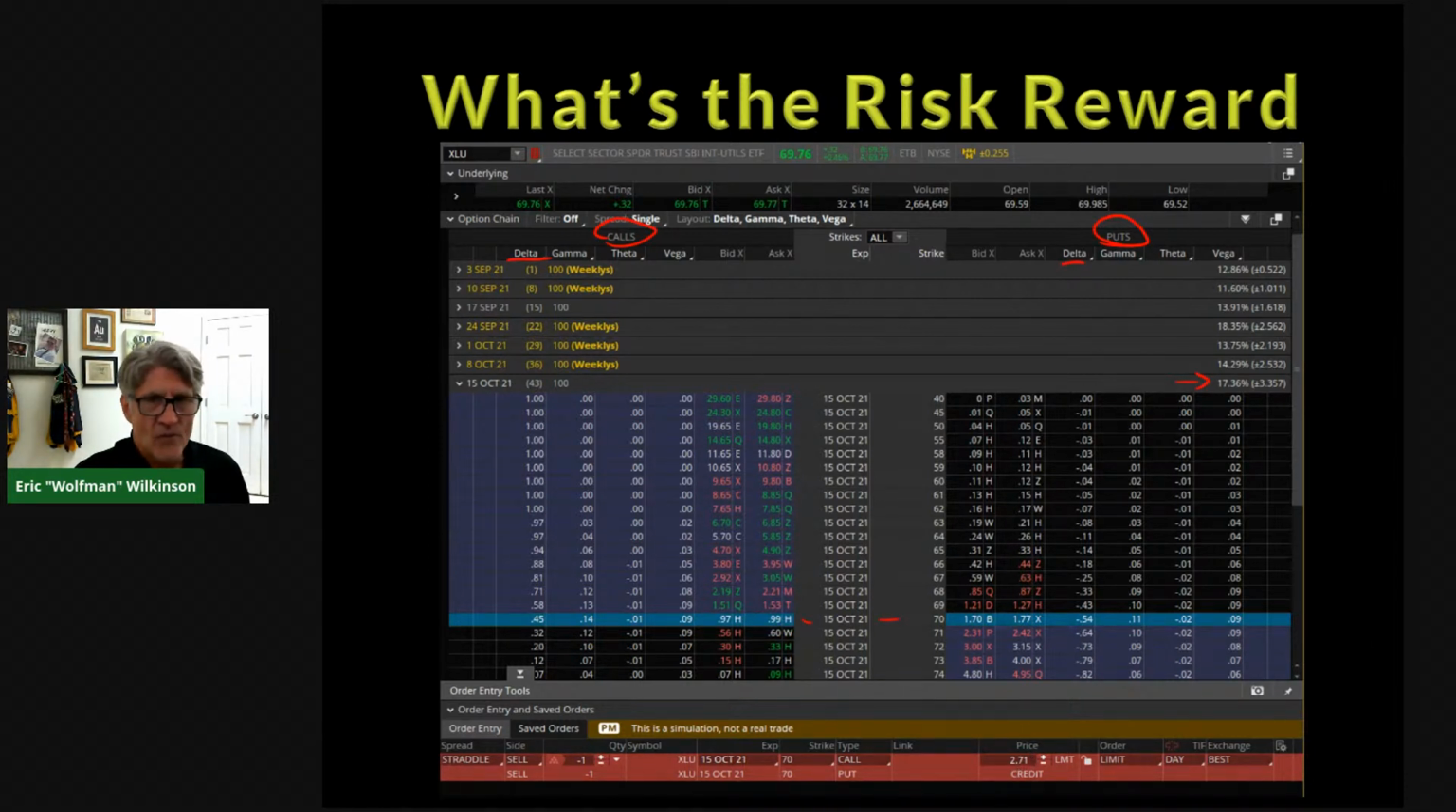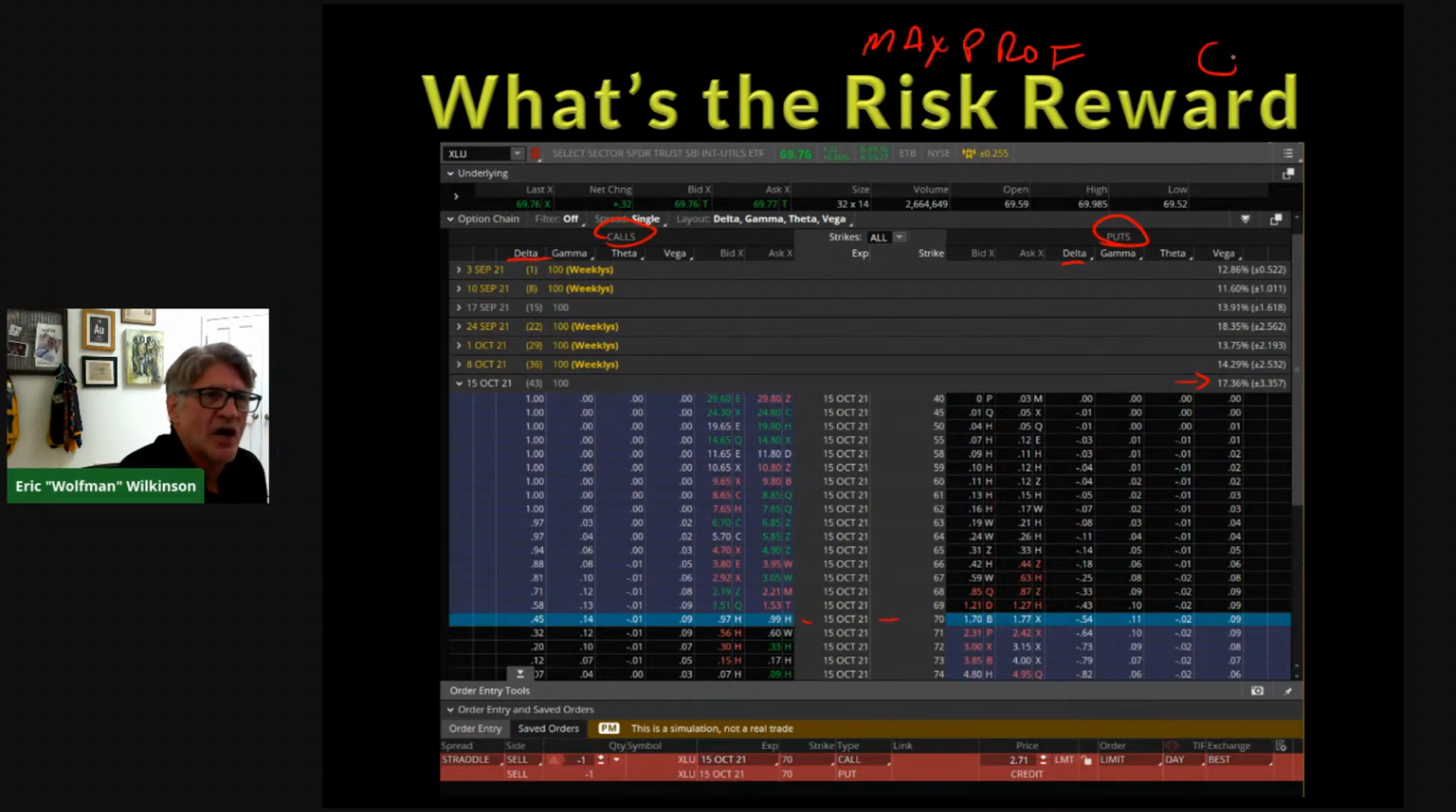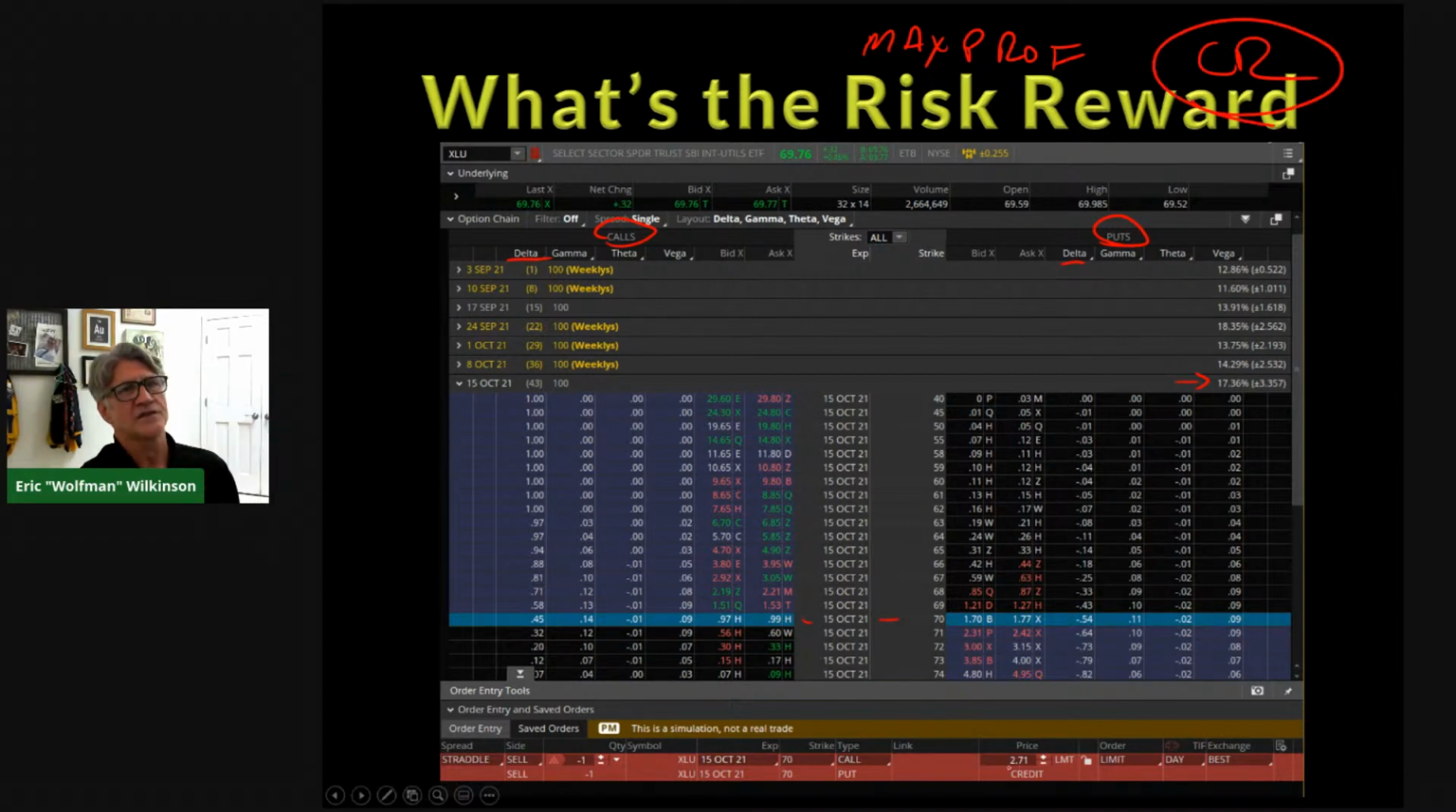Now, what we want to look at is our max profit. Max profit, anytime you're collecting a credit, is always the credit. All right, so my max profit is $2.71. My max loss, folks, is unlimited. There is no defined risk strategy here.